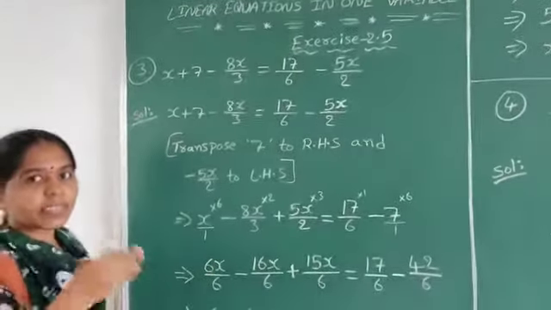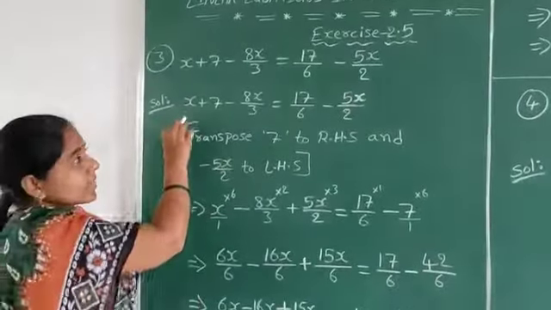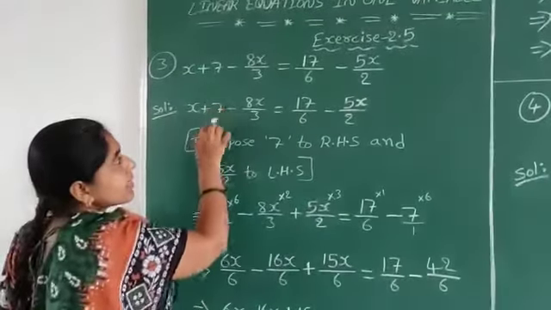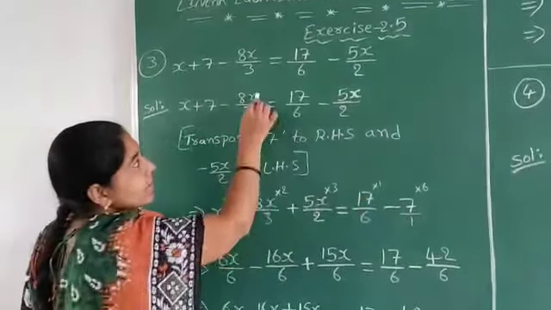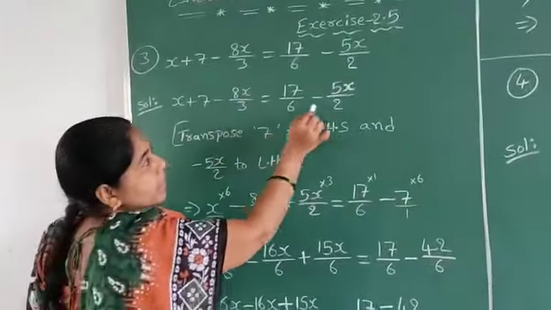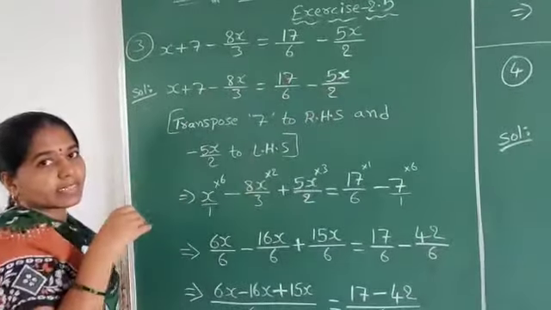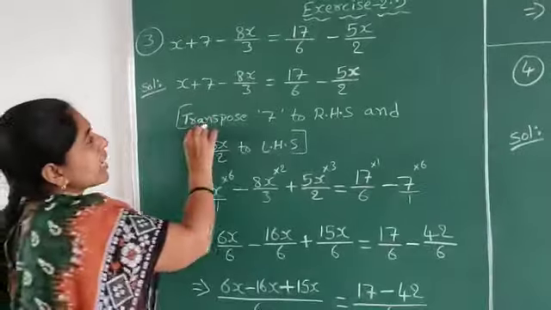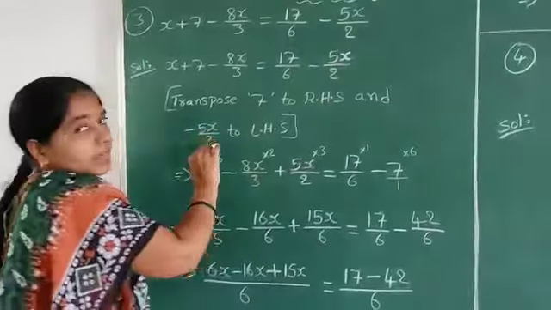All the like terms, we will bring to one side. Here we have x, which is nothing but x divided by 1 we can consider. Here it is a constant, 7, we will transpose to the right hand side. Here 8x by 3 as it is, but here minus 5x by 2 we have. This we will bring to the left hand side, that is the LHS part. Transpose 7 to the RHS and minus 5x by 2 to the LHS.